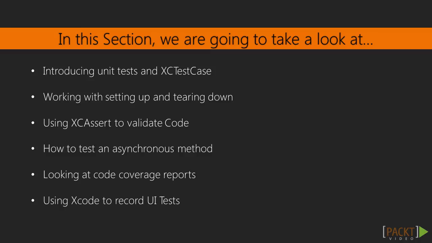Then, we'll have a look at how we can set up and tear down before and after each of our tests. Then we'll use XCTAssert to validate our code and our tests. And we'll look at how we can test asynchronous methods using expectations. And then we'll see what we can do with code coverage reports to see how much of our code is covered using the unit tests we're already running. And then we'll use Xcode to record our UI tests to get some automation in place.